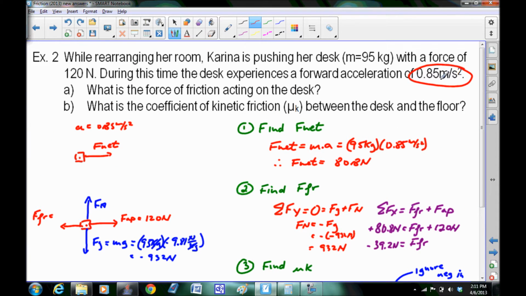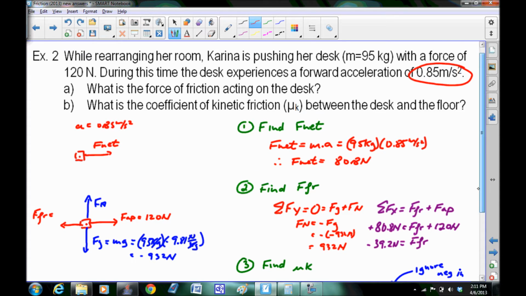I know we have an acceleration, so I can determine my F net. My F net is equal to mass times acceleration, 95 kilograms times 0.85 meters per second squared. And we get a value of 80.8 newtons. So that's my F net acting forward.